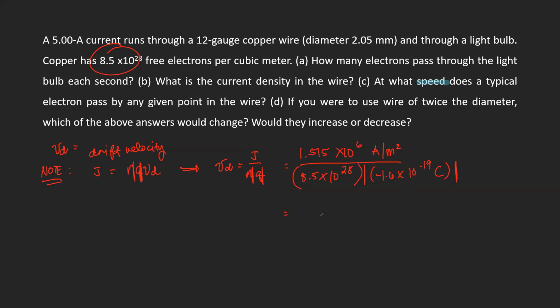Making easy operations, you'll get 1.114 times 10 raised to negative 4 m/s. This is your drift velocity. At what speed? Okay, this is your v.